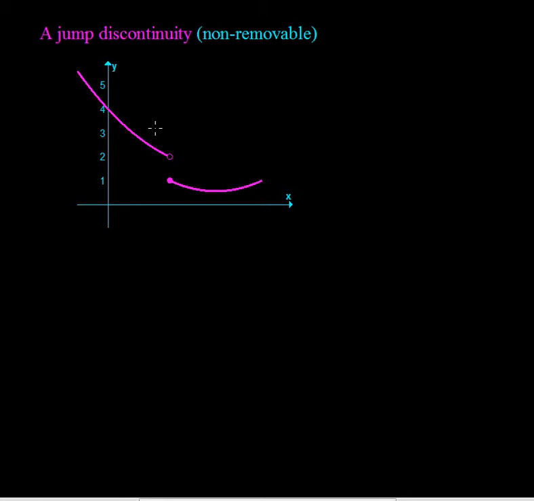Okay. The next type of discontinuity we want to talk about is a jump. So in this case, if you come in from the left, we're approaching what looks like to be 2. And we come in from the right, it looks like we're approaching 1. So the limit from the left is 2, where the limit from the right is 1. So the single-sided limits exist, but the two-sided limit does not exist.